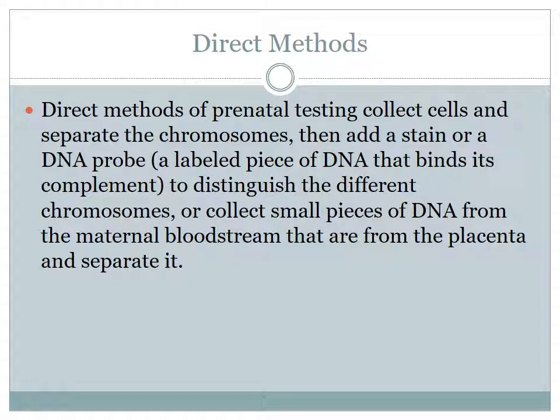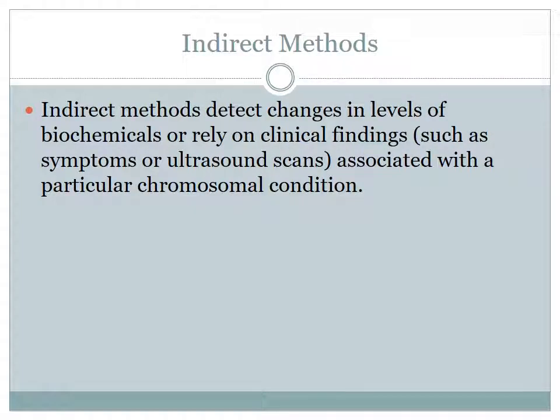In looking at direct methods of prenatal testing, collect cells and separate the chromosomes, then stain or use a DNA probe, a labeled piece of DNA that binds its complement, to distinguish the different chromosomes, or collect small pieces of DNA from the maternal bloodstream that are from the placenta and separate it. Indirect methods detect changes in levels of biochemicals or rely on clinical findings, such as symptoms or ultrasound scans associated with a particular chromosomal condition.